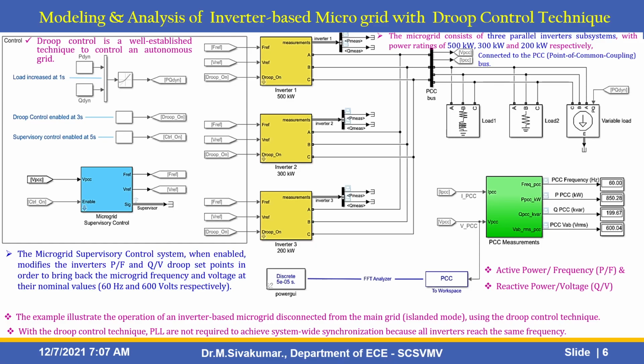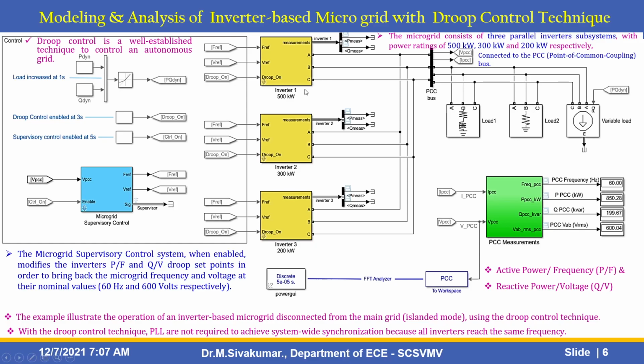In this example, it illustrates the operation of an inverter-based microgrid disconnected from the main grid, that is islanded mode, using the Droop control technique. With the Droop control technique, PLLs are not required to achieve system-wide synchronization because all the inverters reach the same frequency. We set the same frequency of 60 Hz. Let us see what the setting parameters are. In the next slide we are going to see.